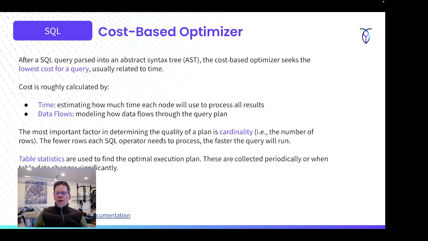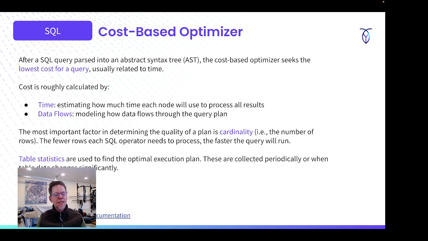So cost is roughly calculated by time, right? How much time we estimate each node will use to process all the results, and also how the data is going to flow through the query plan. The most important factor in determining the quality of the plan is the cardinality, i.e. the number of rows. So the fewer rows each SQL operator needs to process, the faster the query will run.